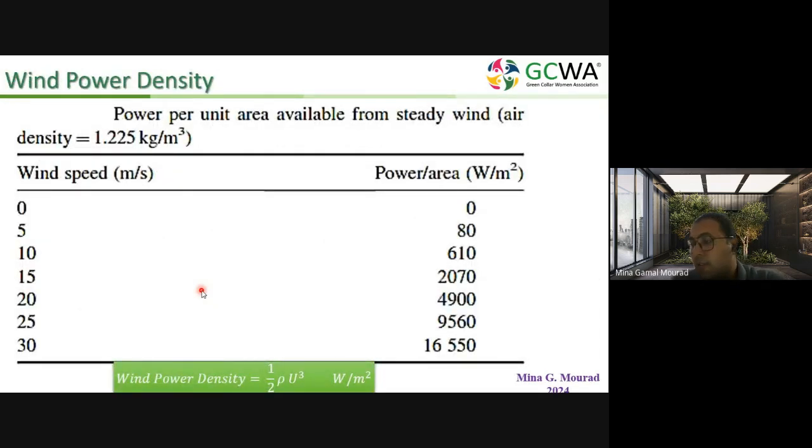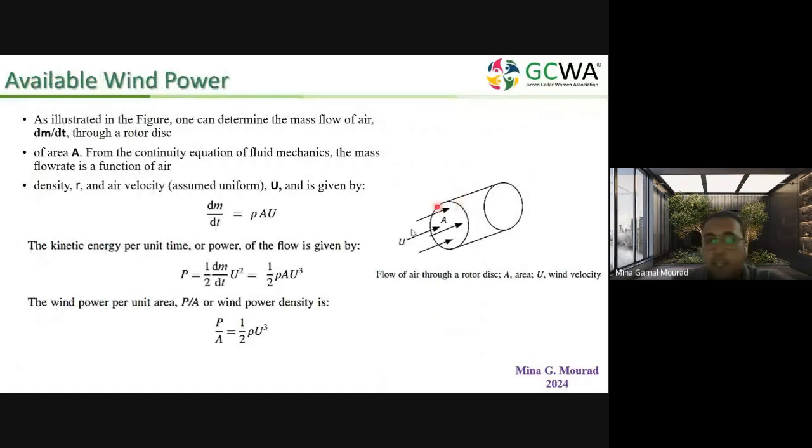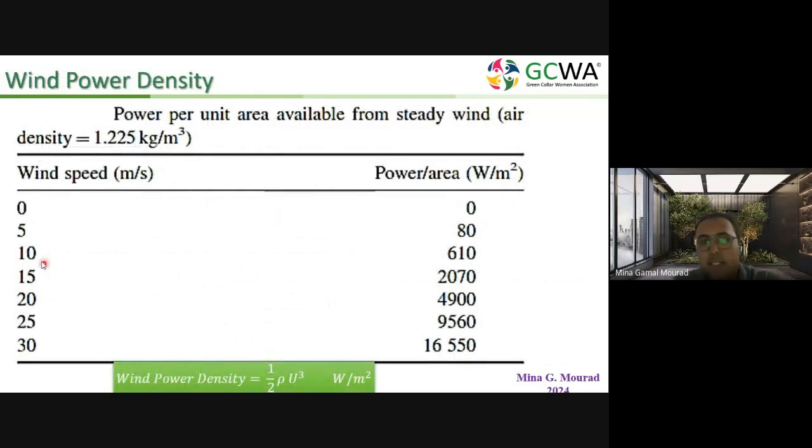From the previous slides, the expression of wind power density comes. According to the wind speed, we can substitute in the previous equation and express the wind power density. For a wind velocity of 0, the power per area, or wind power density, equals 0. For a velocity of 5, the wind power density will be 80. So the relationship between them is cubic. If there is a linear increase in wind speed, it will be followed by a cubic increase in power.